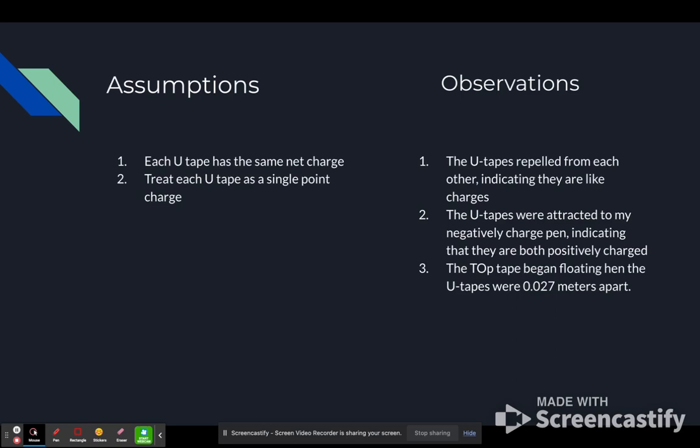Assumptions. Number 1, each U-tape has the same net charge. Number 2, treat each U-tape as a single point charge. Treating each U-tape as a single point charge makes the calculations easier.